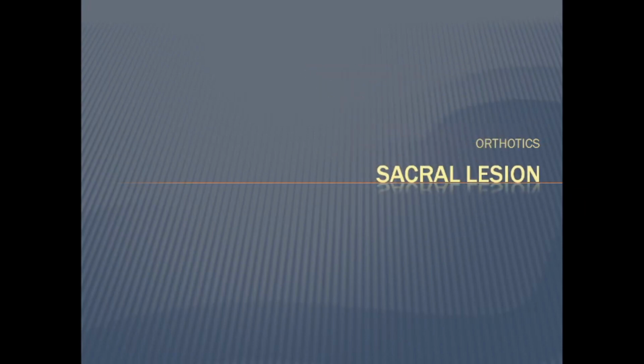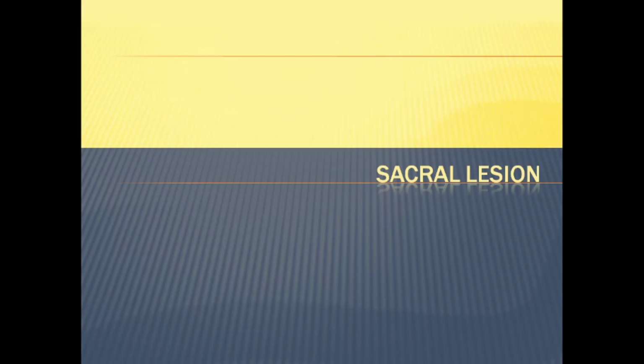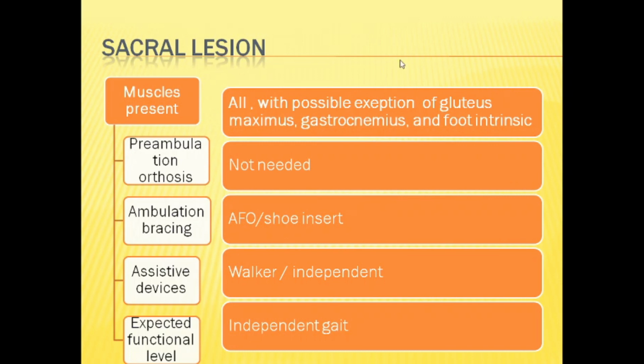Next is sacral lesion. So it is the most benign lesion and most patients are ambulatory with this lesion. So now tell me, which muscles will be paralyzed in the sacral lesion? So gluteus maximus, gastrocnemius and foot intrinsic muscles will be paralyzed.